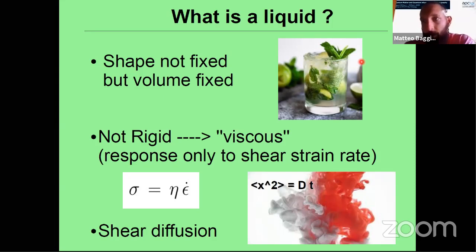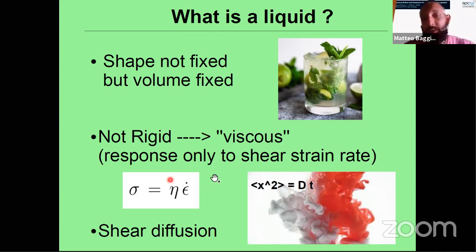What does it mean? Well, we saw yesterday that the main characteristic of a solid is the ability to have a response in function of basically a static strain. You do a static deformation and the solid responds with what is called elasticity. Now, a fluid is different. A fluid responds only to what is called a shear strain rate. So what is important for a fluid is not the static shear, but the rate of deformation.